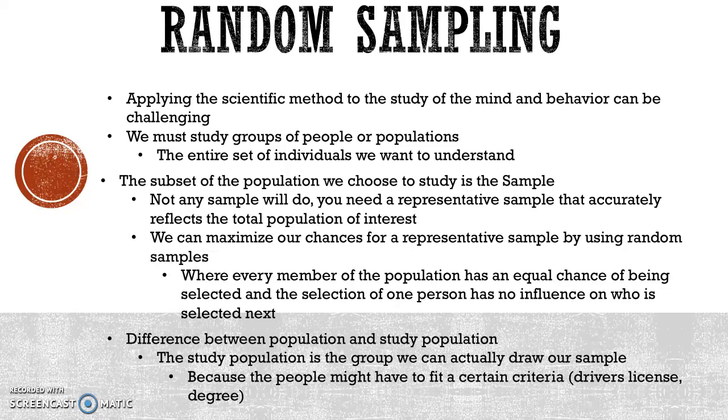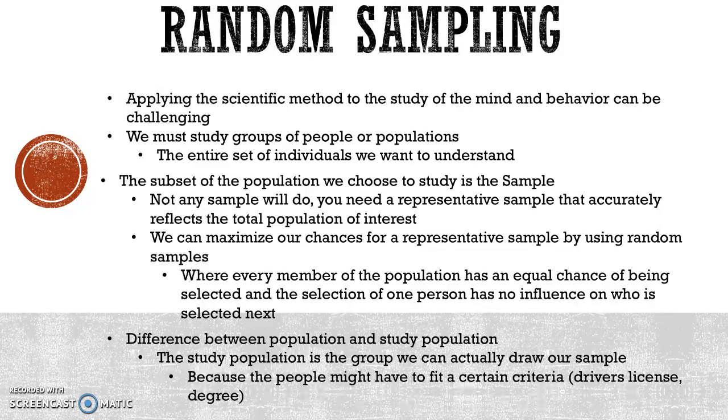Random sampling. Applying the scientific method to the study of the mind and behavior can be challenging. We must study groups of people or populations. The entire set of individuals we want to understand is the population. The subset of the population we choose to actually study is the sample. Not any sample will do. You need a representative sample that accurately reflects the total population of interest.